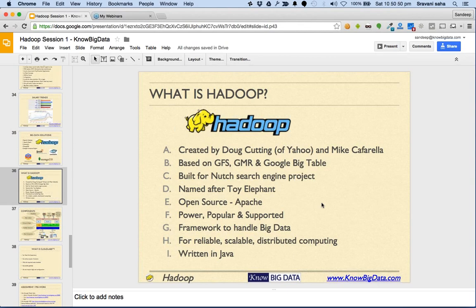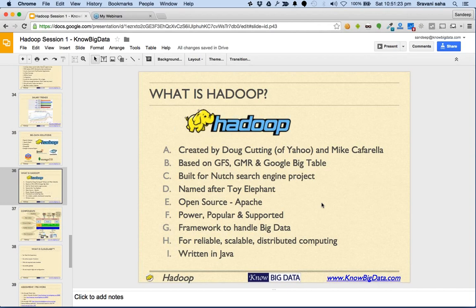You can modify a product, you can use it for commercial use or free. So it's probably the most popular and most liberal license of any software. So Hadoop is powerful. It's well supported by various companies, and it's a framework to handle big data. There are two, three companies which provide Hadoop, such as Hortonworks, Cloudera, and MapR.